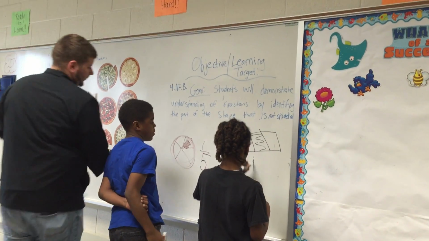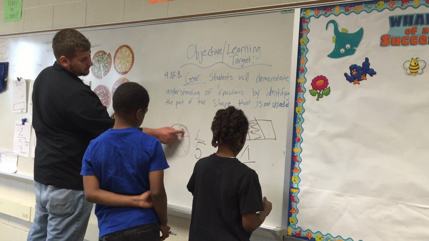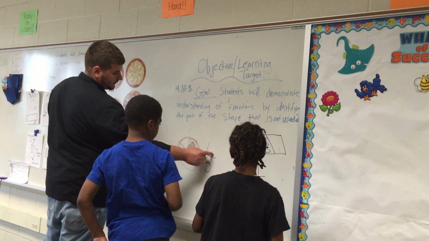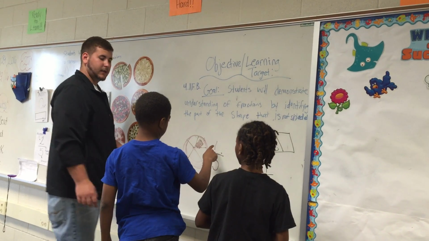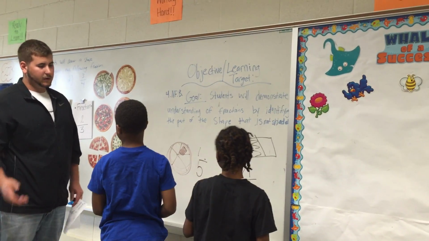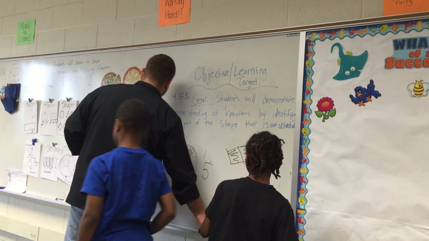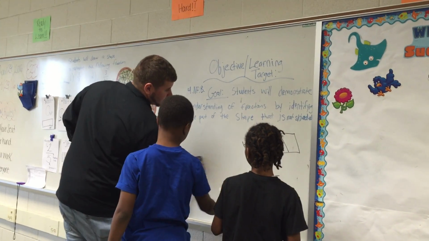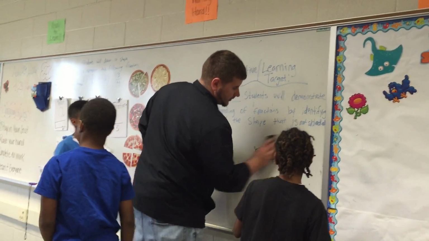Good job, DJ. What did you do? Counted up your parts. 1, 2, 3, 4, 5. You drew your fraction line? I knew that if one was shaded, for 1 is better. Good job. Alright, let me get some more volunteers up here to do a problem for me.